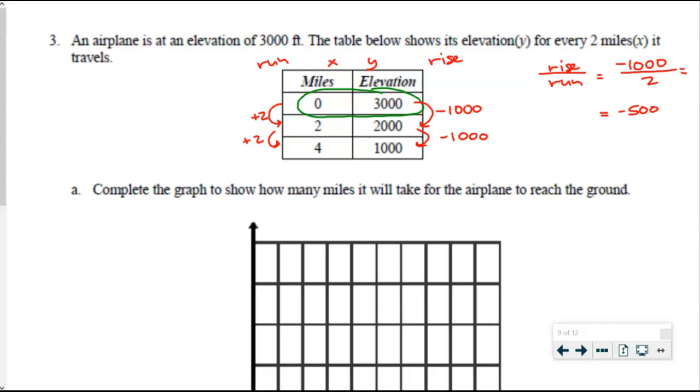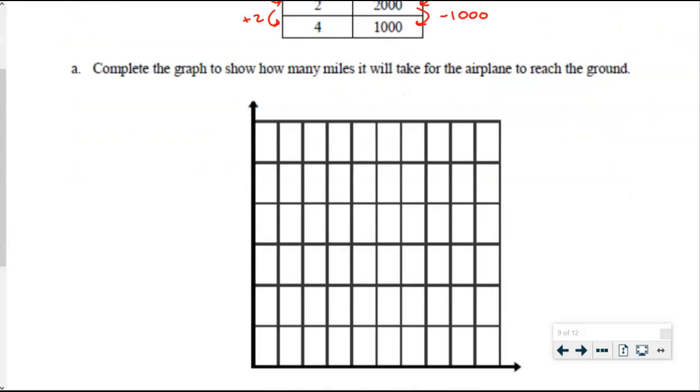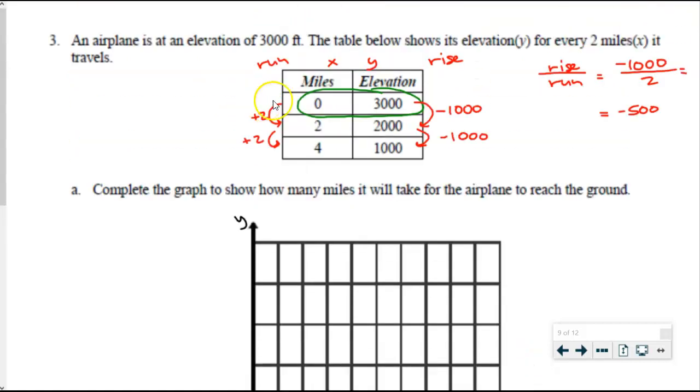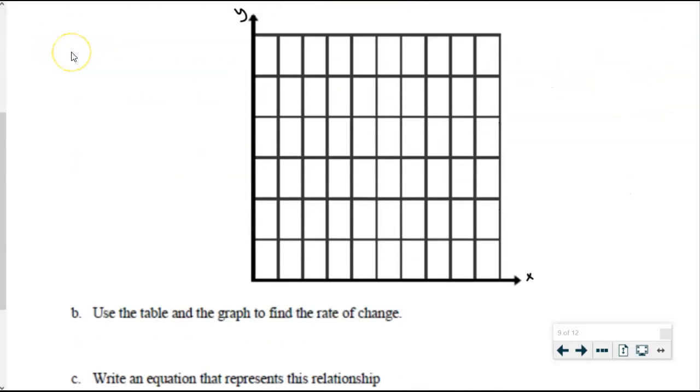Let's create a graph. So again, we've got our x-axis. We've got our y-axis, and I was so excited about this problem I didn't even read the story or the situation. It says an airplane is at an elevation of 3,000 feet, and the table shows the elevation, which is the y, for every 2 miles, which is the x. So again, the x is representing the miles.